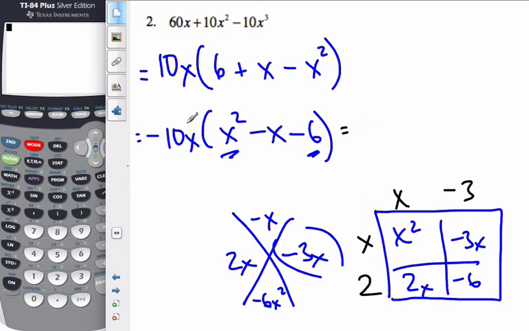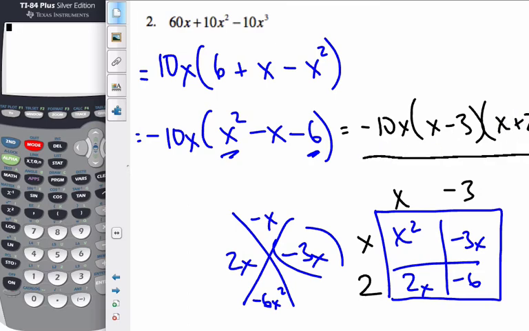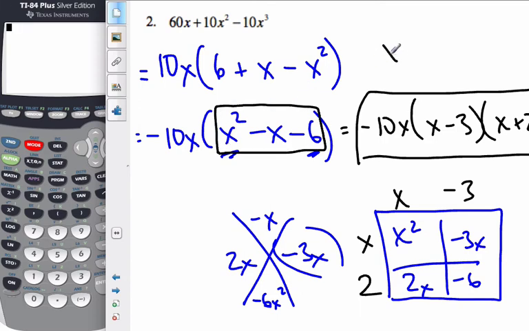And so, putting it all together, I take my first factor, negative 10x, times x minus 3, times x plus 2. And this is fully factored. So, common factor first. Then I recognize I have to pull out a negative sign, so I write it in this order. I want it to be a plain x squared if I can, and then the x, and then what we call the constant at the end.